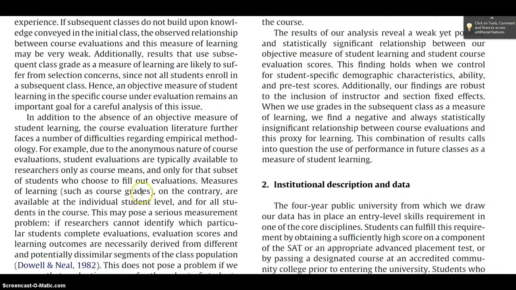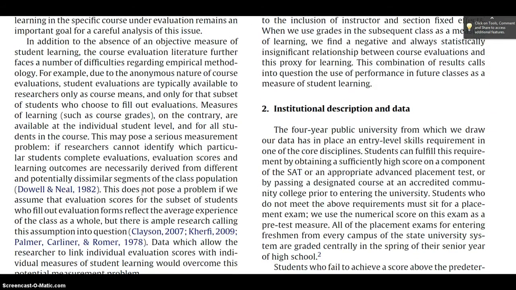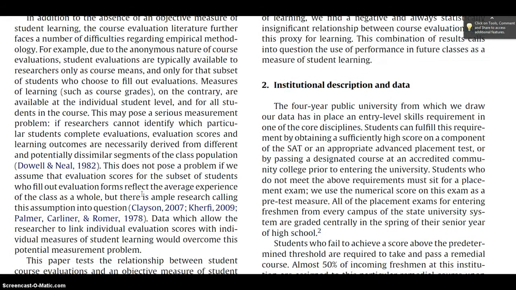So then we continue into the next paragraph. And what I want to do is just point out for you, again, where they're identifying how the data could possibly be skewed in research. So what they're indicating in this particular paragraph is that course evaluations tend to be anonymous, and so they're not directly connected to student grades.